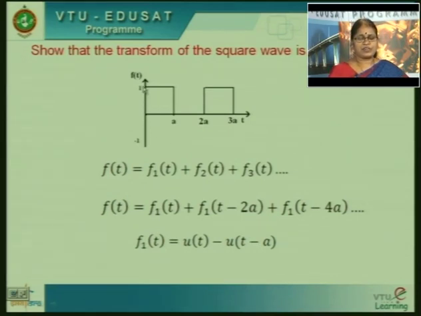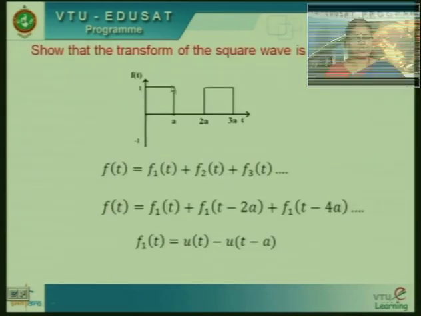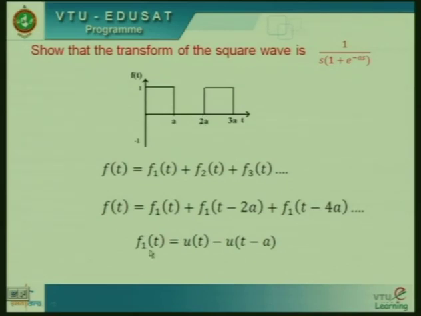So, if you have a unit step function which starts at 1, and if you add a delayed unit step function which is delayed in time by a, then we get this resultant function. So, the equation for the first cycle of this square wave is f1 of t is equal to u of t minus u of t minus a. This is the equation which describes the first cycle of the waveform under consideration.